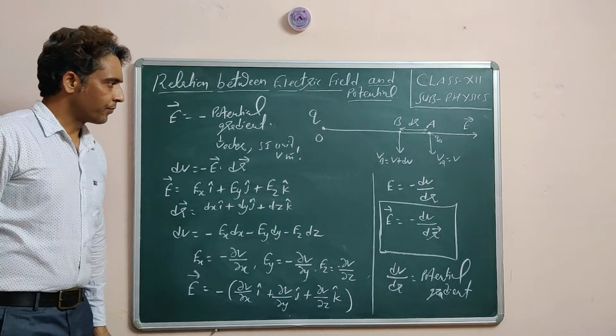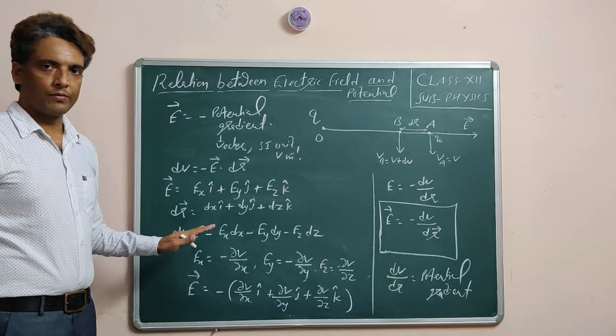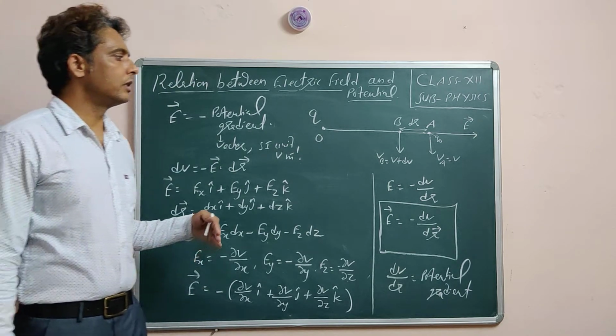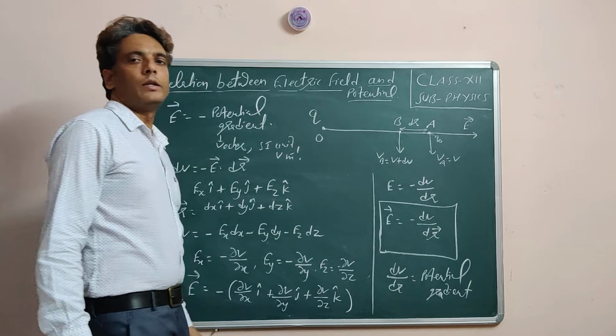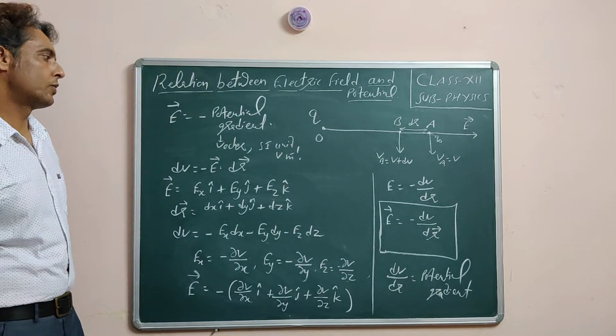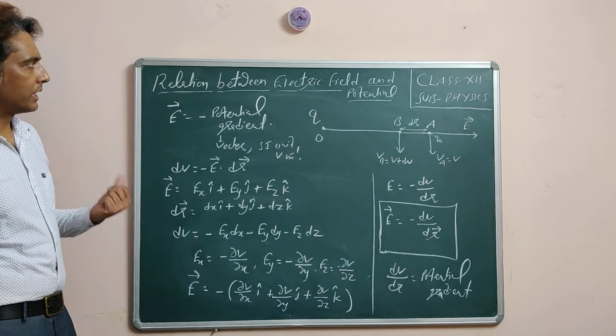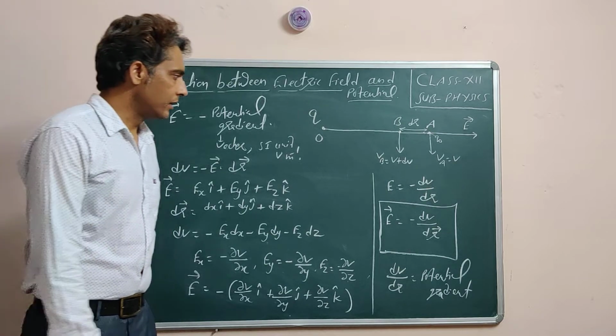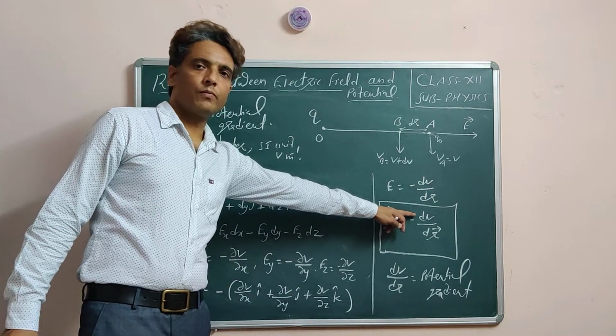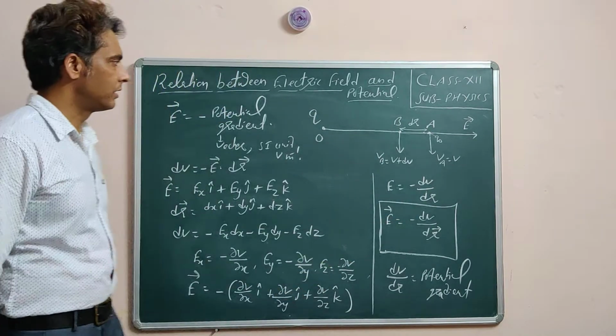So from here we saw that if we are given electric potential in a certain region of space, we can find the electric field in that region of space. Now we will see how to find potential from this electric field.